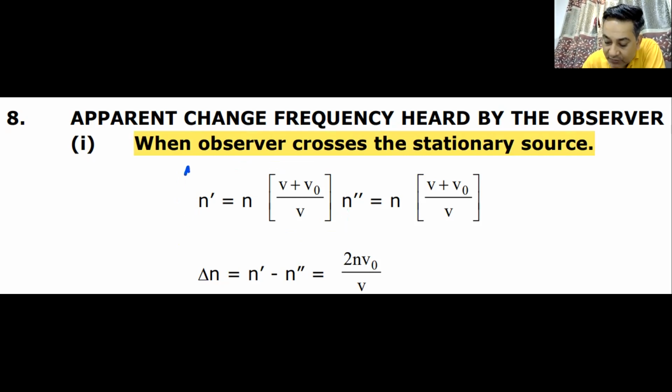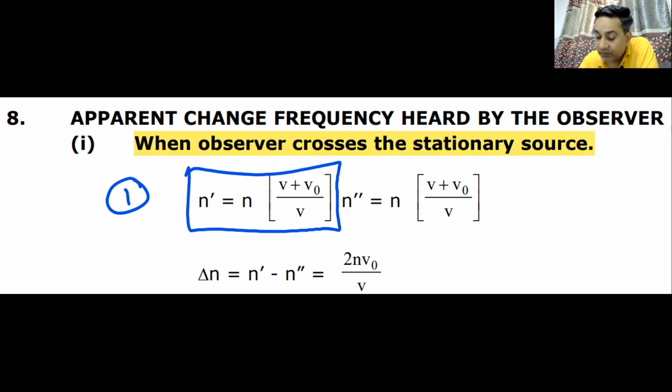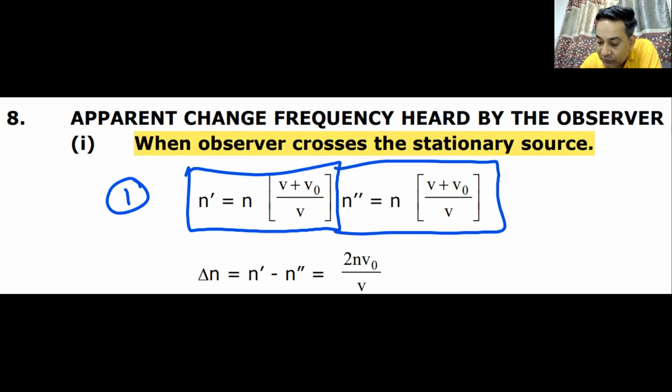This is the formula when he is moving towards the source. Formula number one. This is the formula when he is moving away from the source. Again, a mistake of minus sign, so just make a minus sign. Then frequency number one, n dash, is more than frequency number two, n double dash. The apparent change in frequency will be n dash minus n double dash, and you will have this as the answer for apparent change in frequency. This question has come many times, so please note it down very carefully.